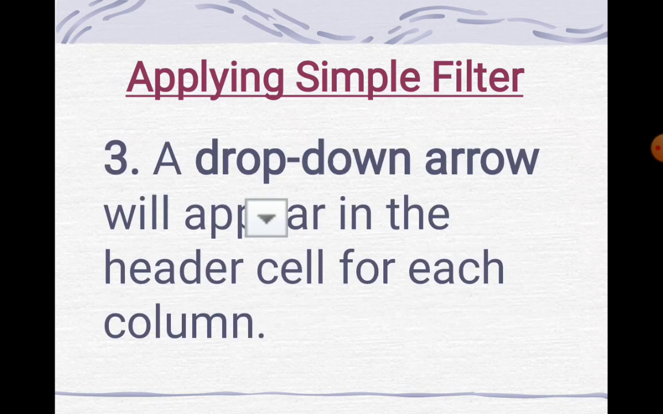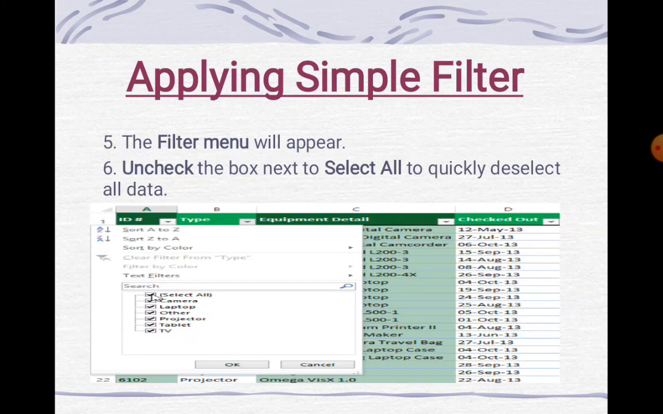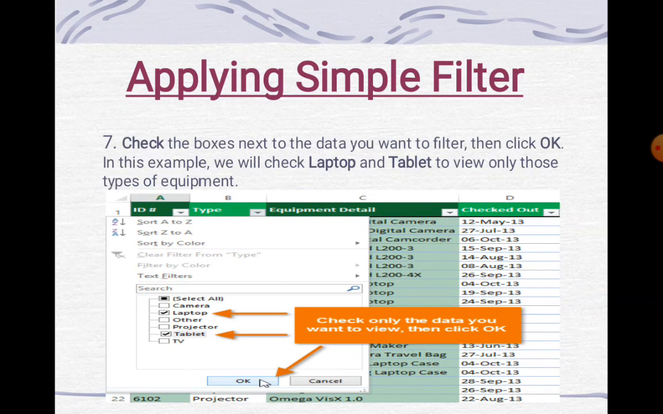Select the Data tab, then click the Filter command. A drop-down arrow will appear in the header cell for each column. Click the drop-down arrow for the column you want to filter. In our example, we will filter column B to view only certain types of equipment. The filter menu will appear. Uncheck the box next to Select All to quickly deselect all data. Check the boxes next to the data you want to filter, then click OK.